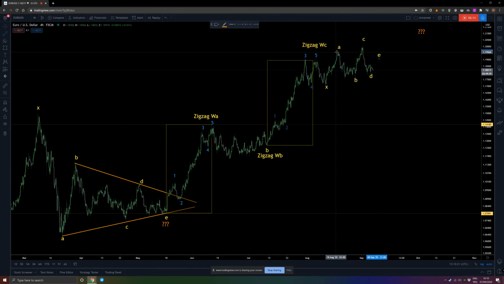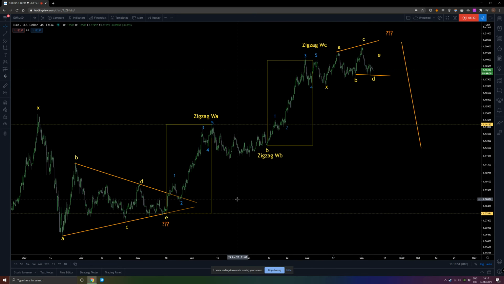We can have an expanding triangle. Actually, let's check if it's expanding or not. So we can have some type of an expanding triangle, something like this. Or we can have a D wave, something like this too. We don't know. We can have something like this, and that will finish this double combination with a zigzag, X wave and a triangle, and then that would be the end of this wave, and we should expect a move to the downside. That is one possibility.